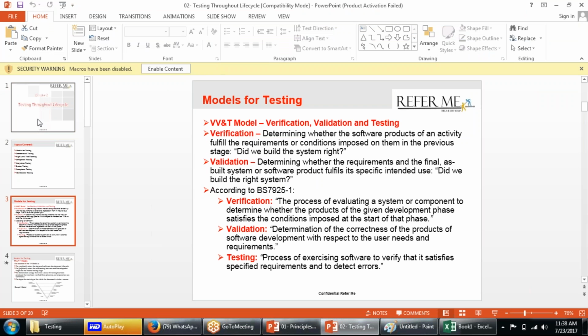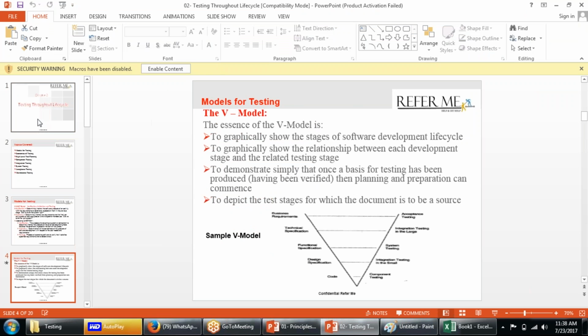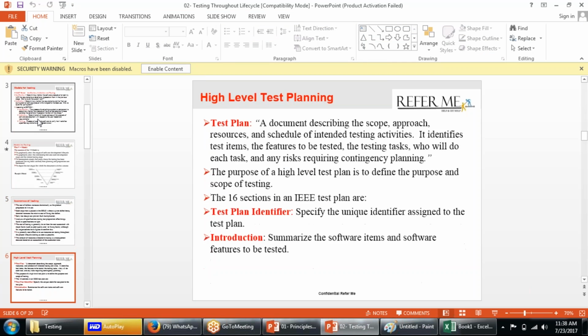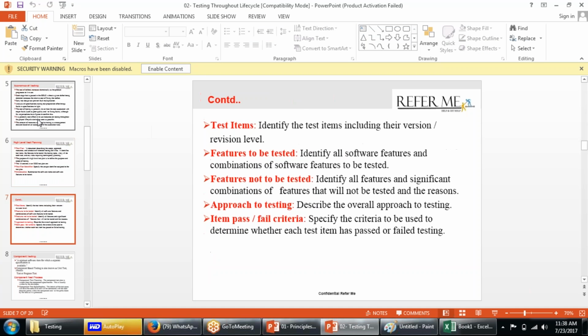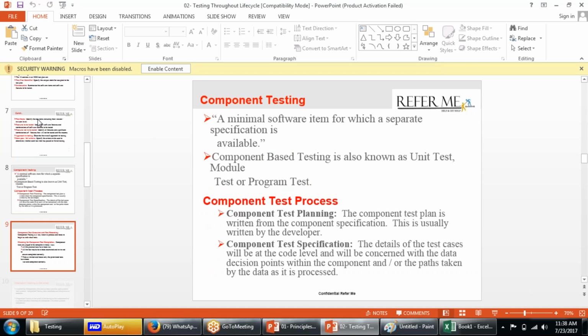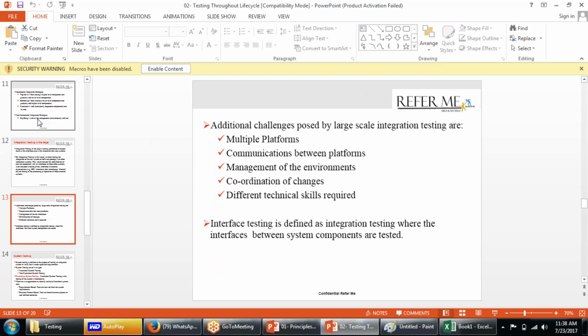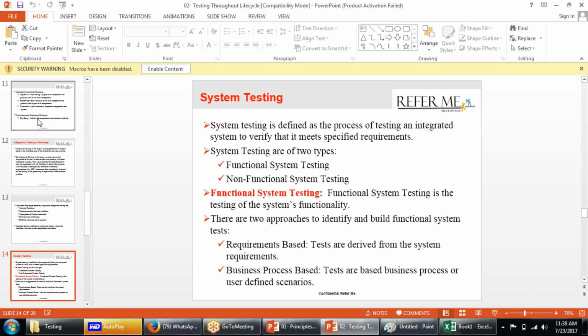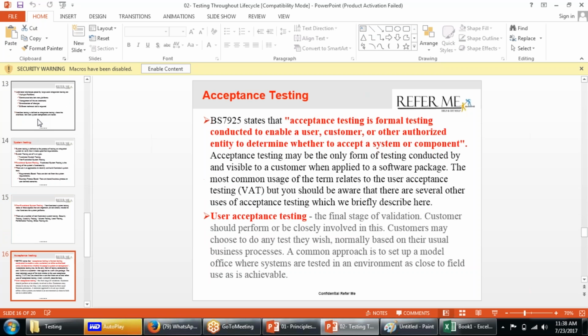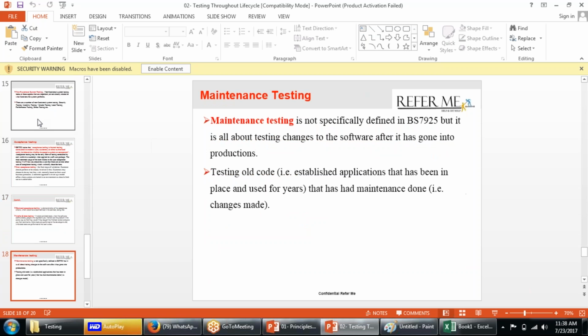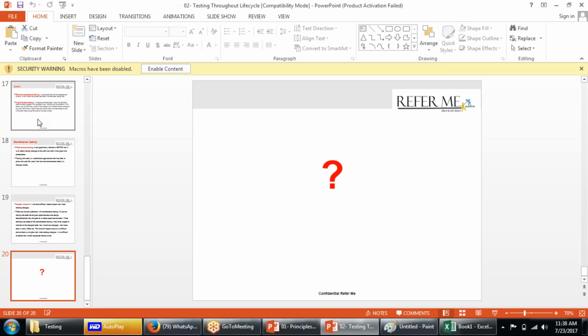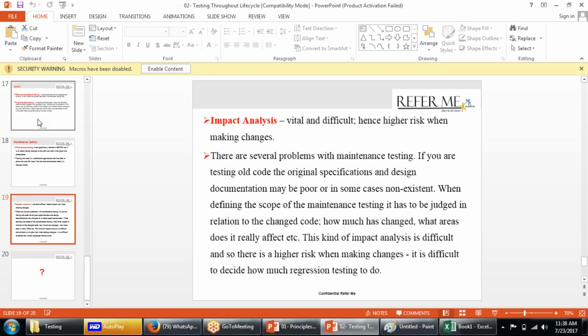Right, here we will see about verification and validation. That's the V&V model we will study. Right, what is the economics of testing, high level of testing, test plans, then what are the components of testing, integration of testing we will see. Then we will study system testing, functional, non-functional testing, acceptance, maintenance testing, right? That we will study. System integration testing.